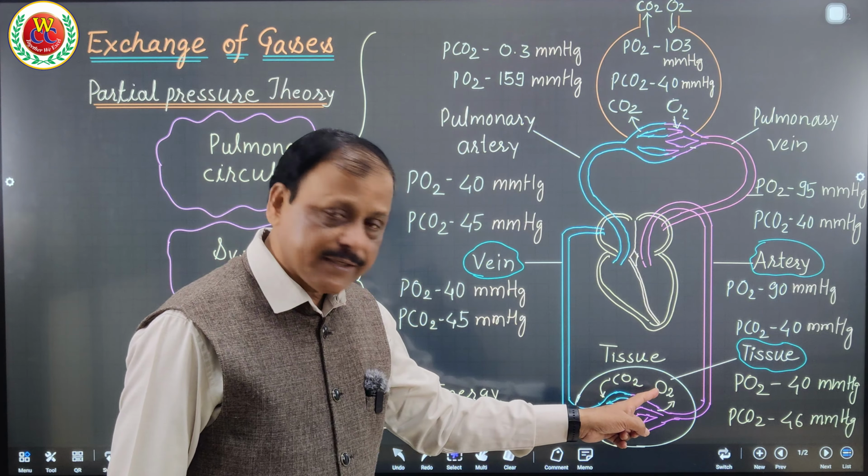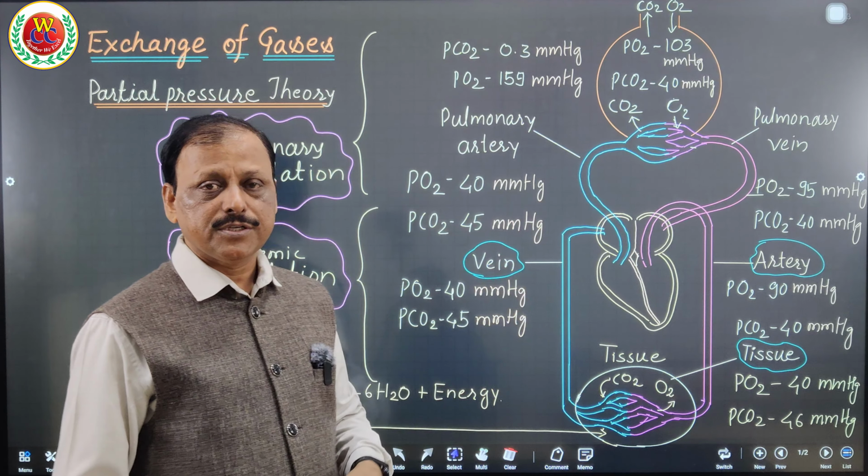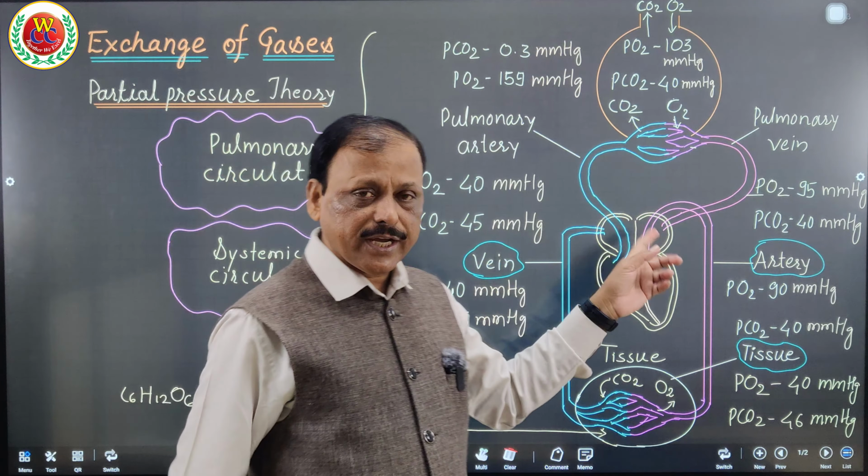the vein to the heart. By this time, the partial pressure inside the venous blood, PCO2, becomes 45 mmHg and PO2 40 mmHg. The same blood from the heart is pumped through the pulmonary artery to the lungs again, and the same cycle continues. So this is how transport and exchange of gases goes on continuously on the basis of the partial pressure theory. It is very important to know about the partial pressure theory, on the basis of this partial pressure at various levels of transport and exchange of gases.